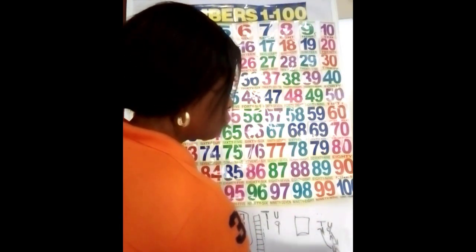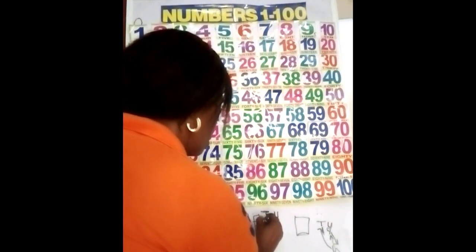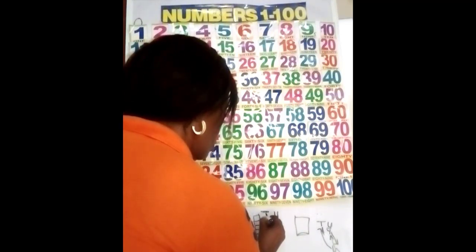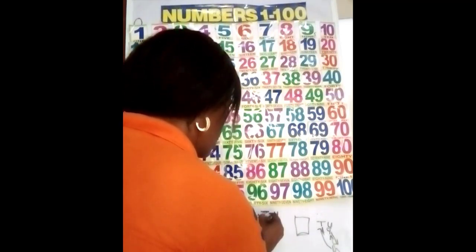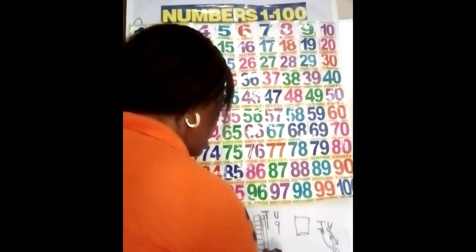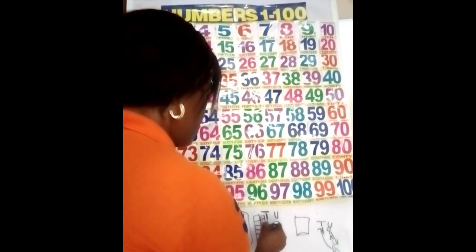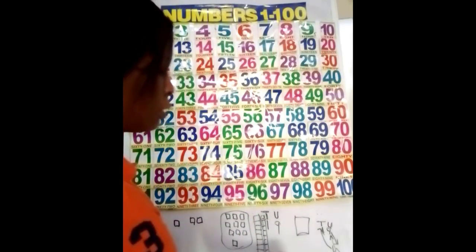So now you have 2 ones, 2 columns of 1s in the tens section, okay? You stack them together again. You have 2 columns of 10.